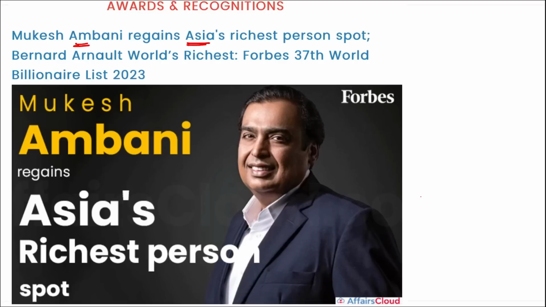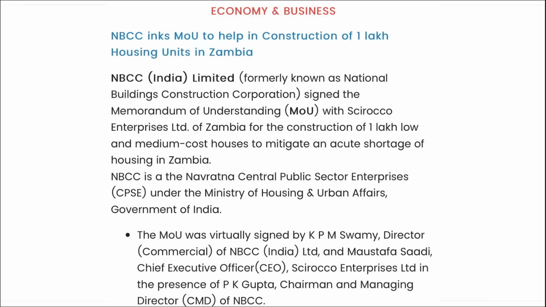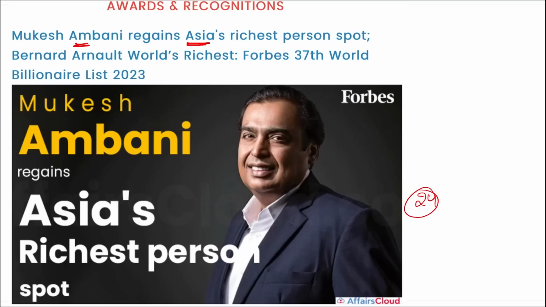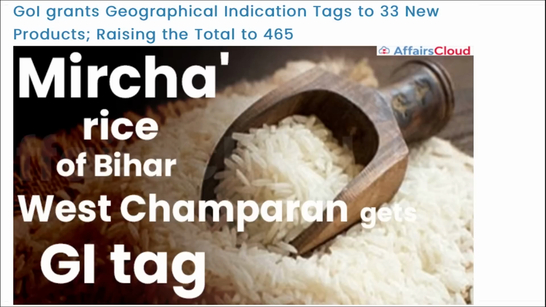And remember, if we talk about Gautam Adani, he is at the 24th position now, and world's richest person is Bernard Arnault. Next, Government of India has granted GI tag to Mircha rice, that is of Bihar, and now the total number of GI tags in India are 465. Earlier it was Kangra tea, and Kangra tea is from Himachal Pradesh.